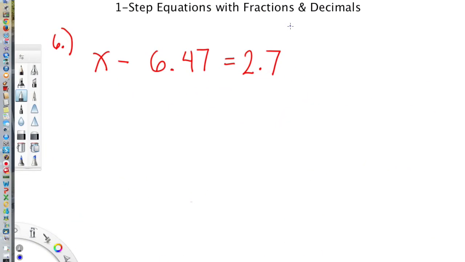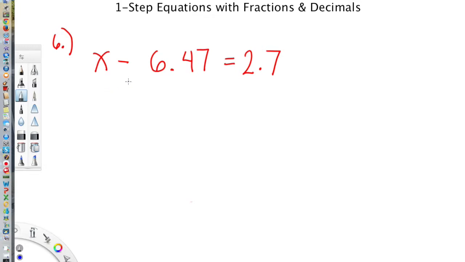Number 6. Now we can see that we are not adding a fraction or a decimal, but this time we are subtracting. No need to simplify. There's no like terms that we can combine on either side of the equation.